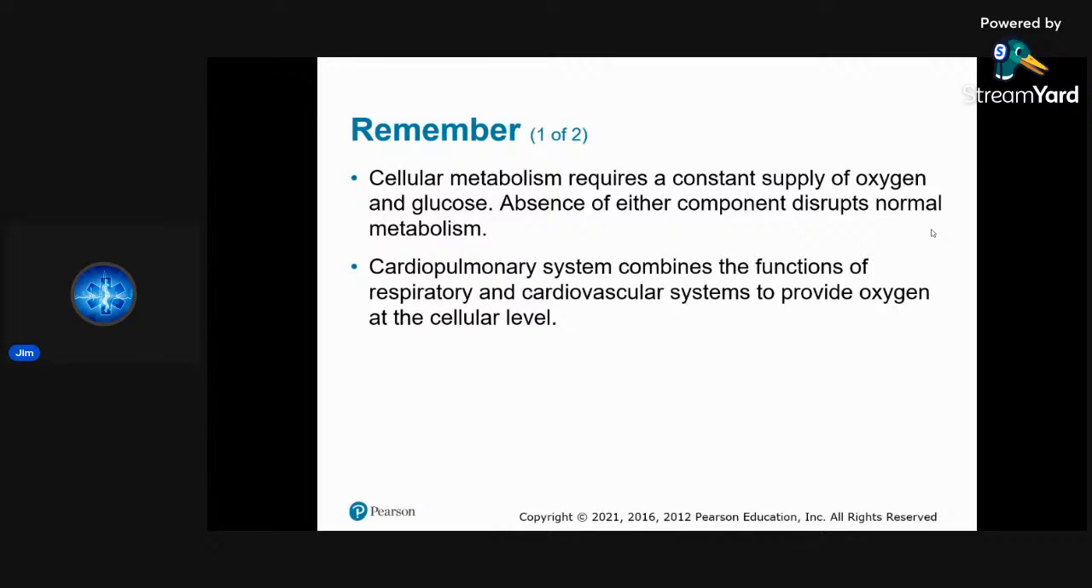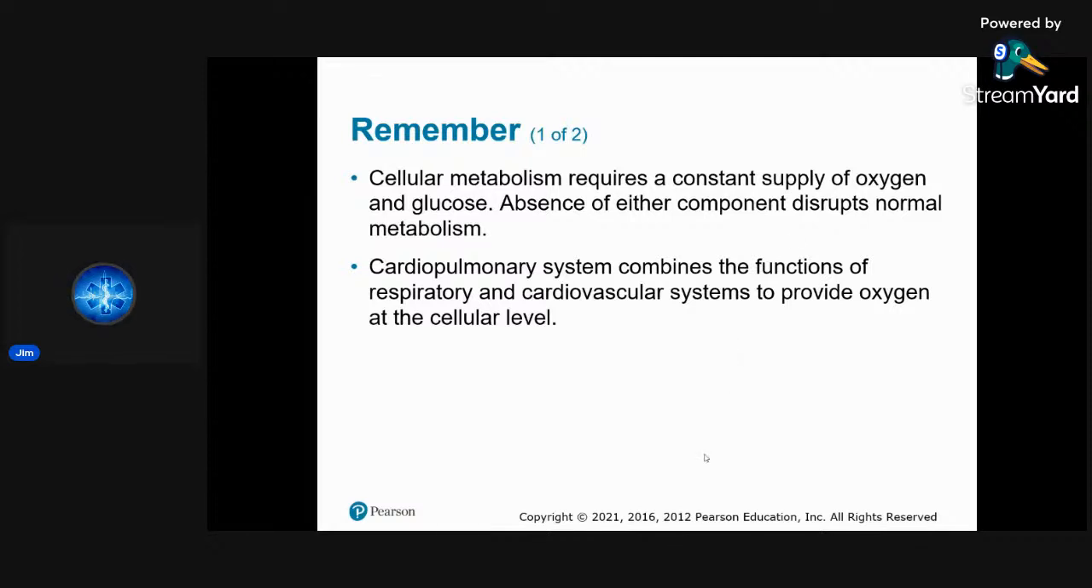Anaerobic metabolism is when the cell doesn't have sufficient amounts of oxygen, so it's still going to convert glucose into ATP, but it's going to result in less energy and a lot more waste. If left unchecked, it'll turn into lactic acid, which will change the pH levels in the body, and the body doesn't do very well with that.